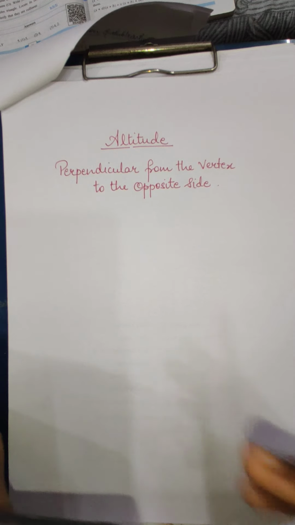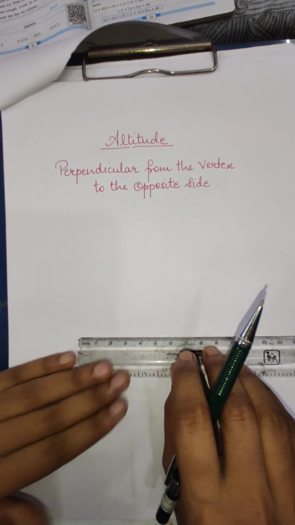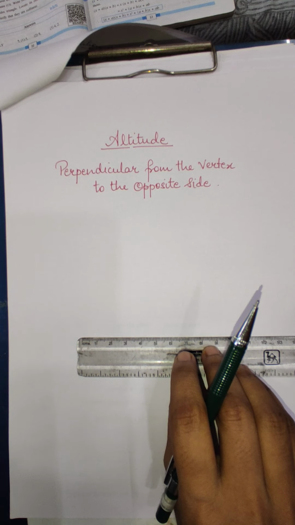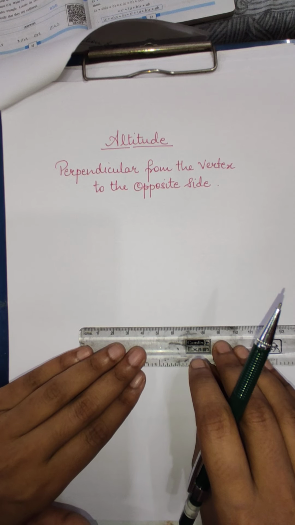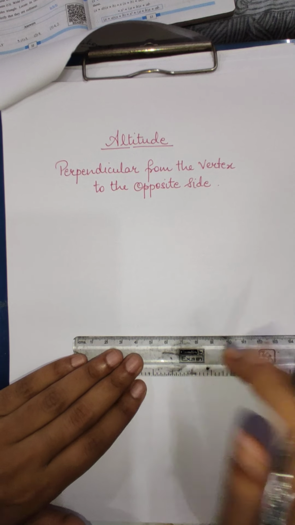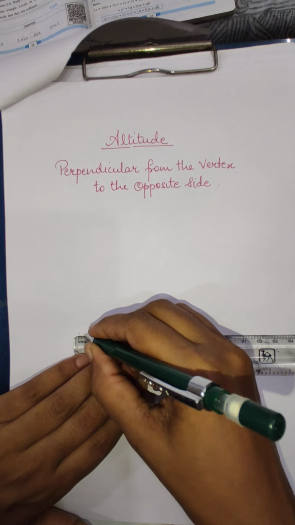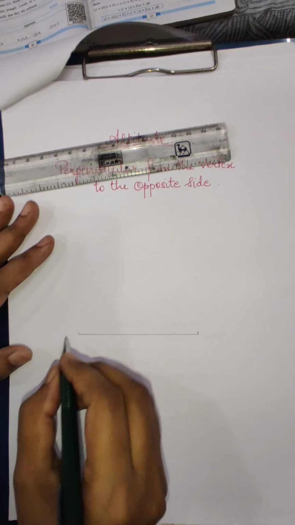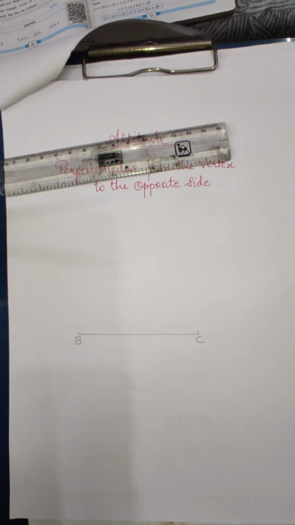So my first step, I'll draw a triangle. Let me take an equilateral triangle. Equilateral triangle means where all the sides are equal. So let me take an 8 centimeter line. I'll draw a triangle which measures 8 centimeter. So this is my base, B and C.